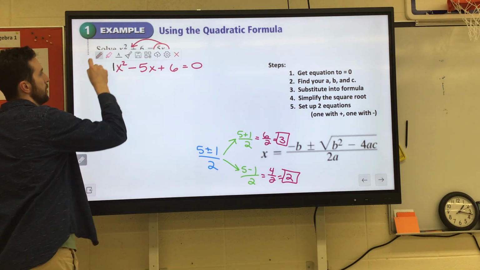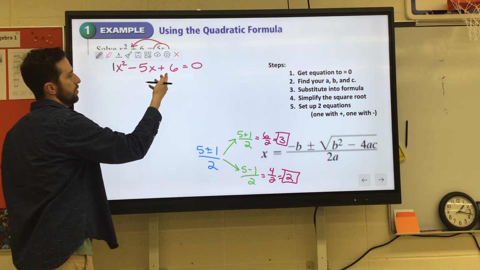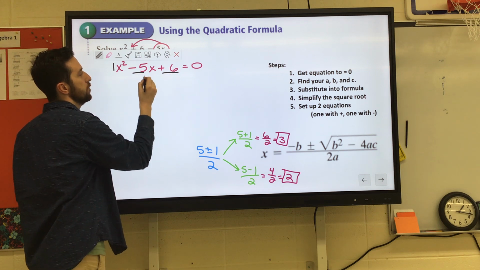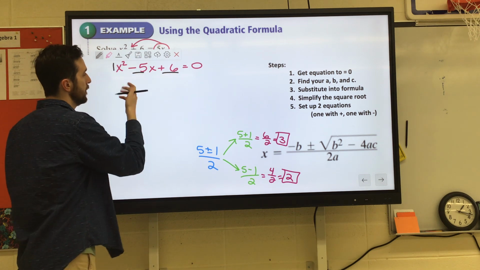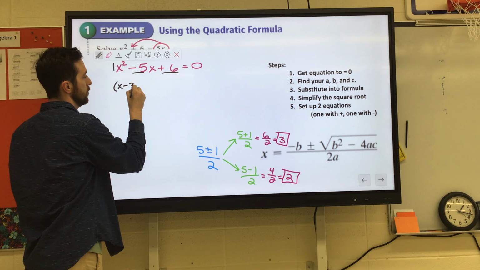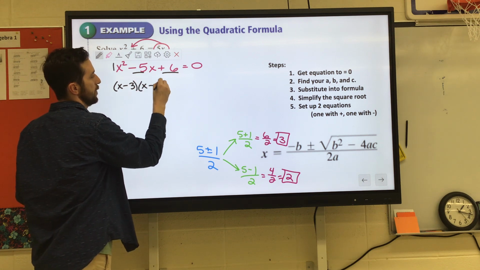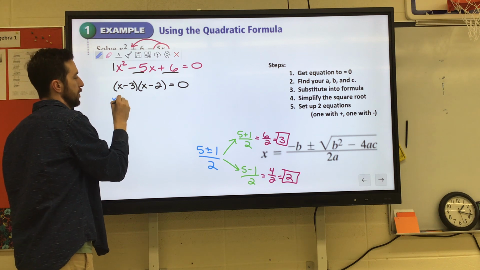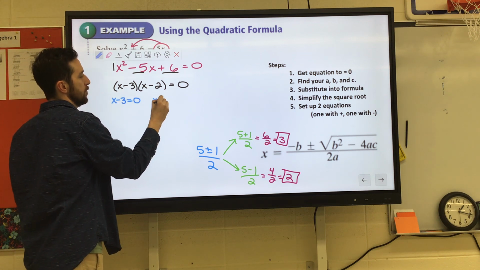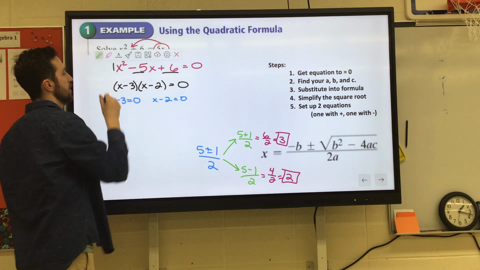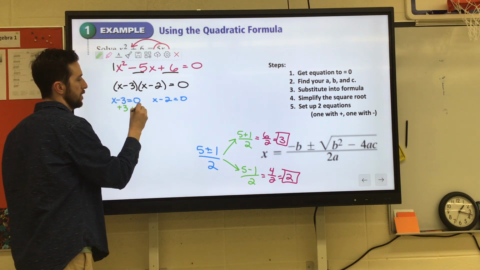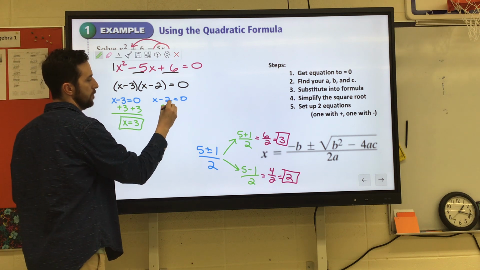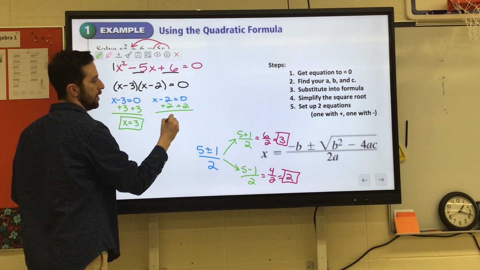Check this out though. If you look at the original problem and you were great at factoring, you might be like, all right, factors of 6 that add up to 5 would be 3 and 2. They'd have to both be minus, so x minus 3 times x minus 2. And then you could do that zero product property where we set up x minus 3 equals 0 and x minus 2 equals 0. Add the 3, x equals 3. Add the 2, x equals 2.